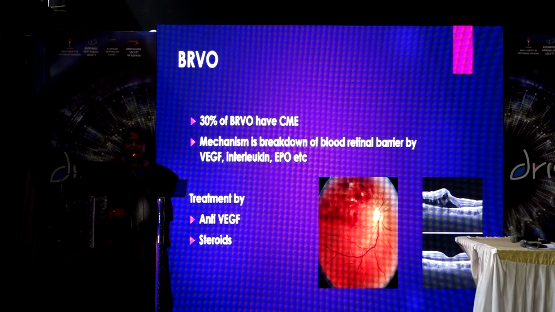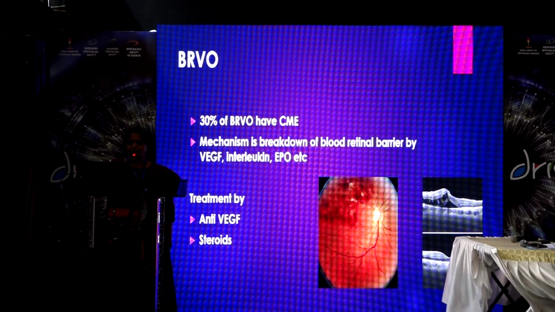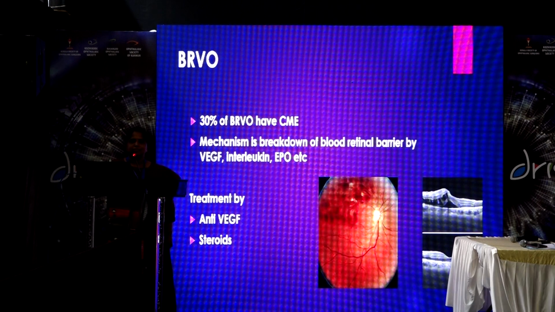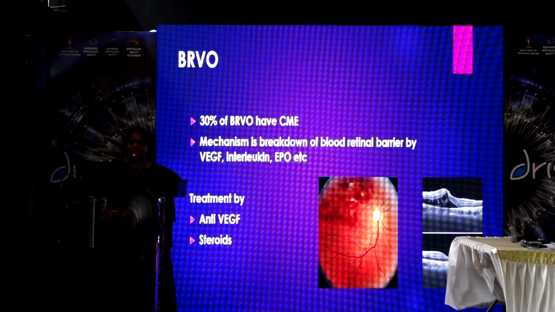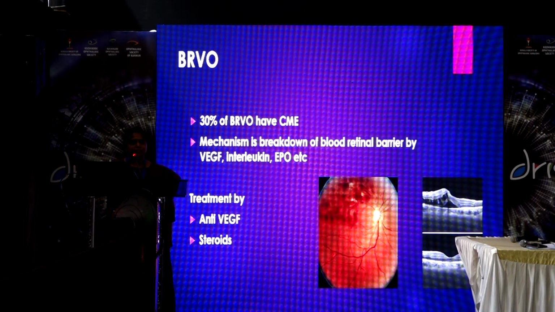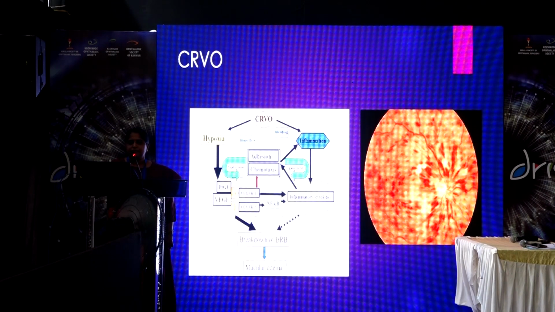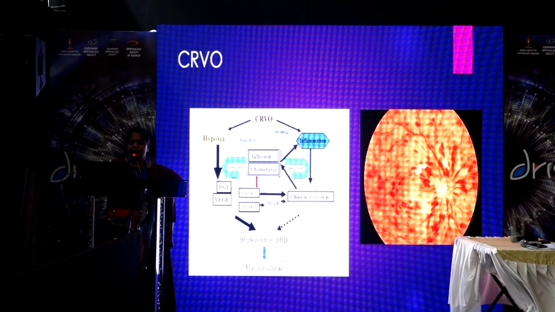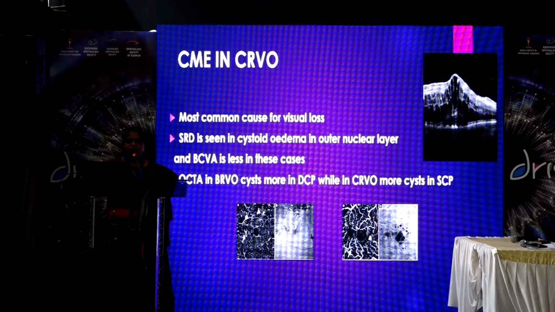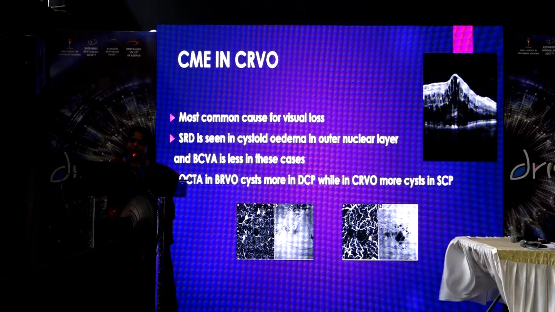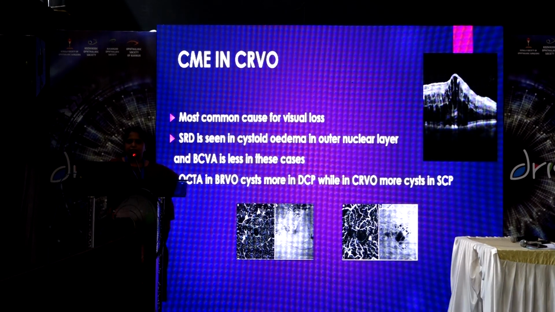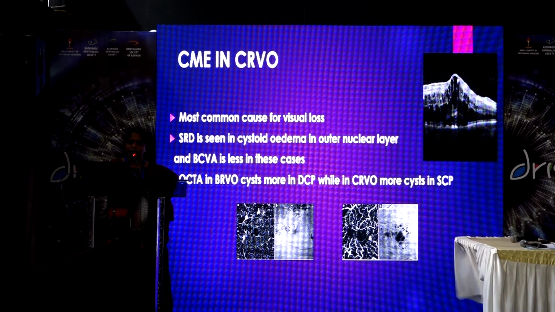Now BRVO: 30% of BRVO patients will have CME, and here also the mechanism is ischemia causing damage to the blood-retinal barrier. Treatment is by anti-VEGF and steroids. In CRVO, hypoxia and inflammation result in breakdown of the BRB and macular edema. The most common cause of visual loss in CRVO is CME, and if there is associated subretinal fluid, it indicates poor visual acuity.